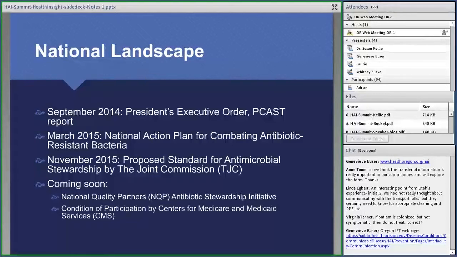In September 2014, the president gave an executive order calling together people to combat antibiotic-resistant organisms, and at the same time presented the PCAST report, from the President's Council of Advisors on Science and Technology. Basically, a group of the nation's leading scientists and engineers outlined steps to combat antibiotic resistance. This was further detailed with a specific national action plan that came out in March 2015.